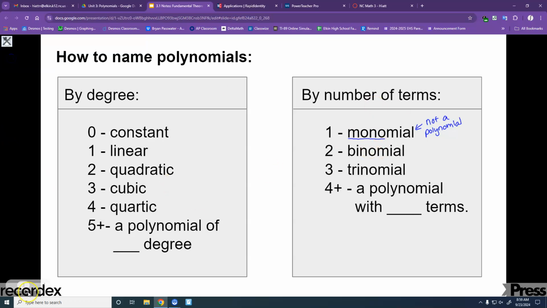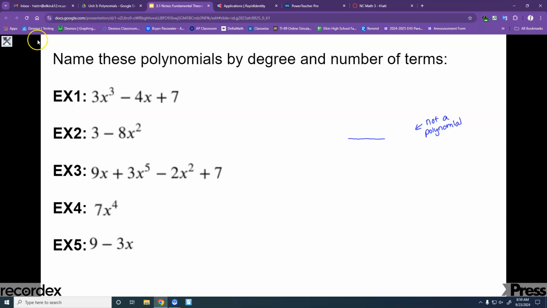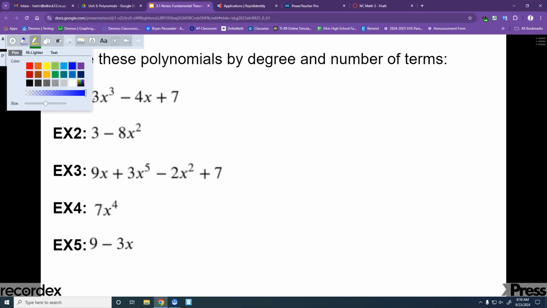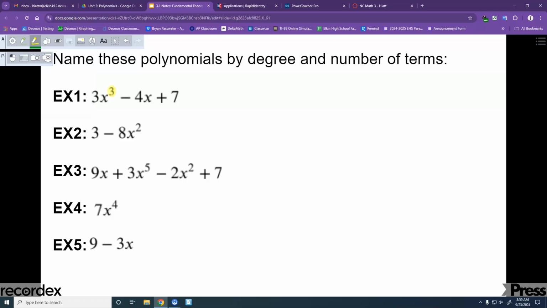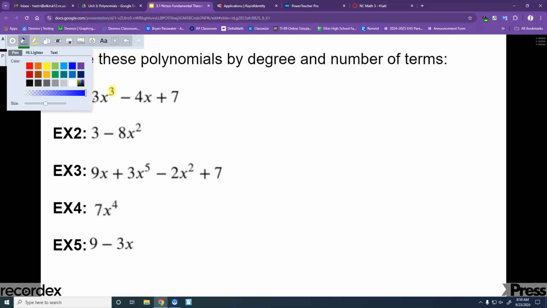All right. Let's look at this. We are going to name these by their degree and their number of terms. I'm going to do the first couple together, then I'm going to let you try the others. So if I look at the first one, I'm looking first for its degree, which is its highest exponent. What's the highest exponent there? It is the cube. It is 3 right there. So that is going to be cubic.